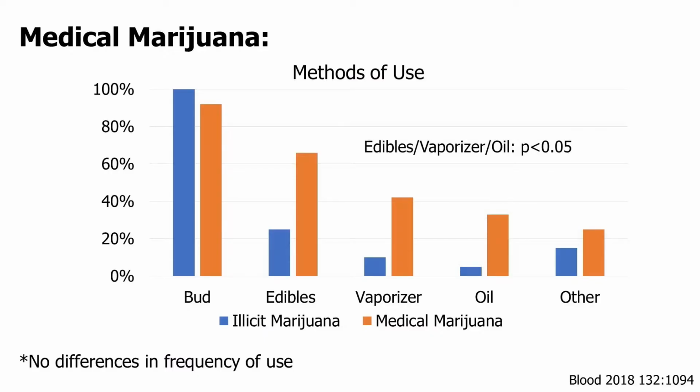So even though at both times they did use a fair amount of bud, and I will note that whether you're purchasing illicit or from the dispensary, this is simply the cheapest product. But once they obtained medical marijuana, they used a much higher set of edibles, of vaporized products, and of oils, which they would generally cook themselves at home.